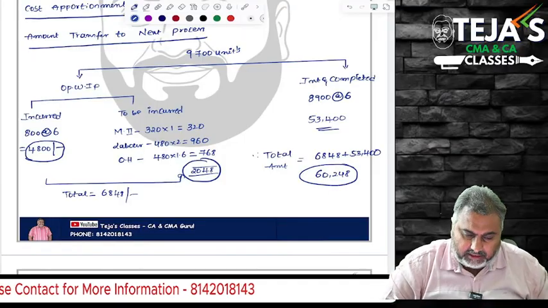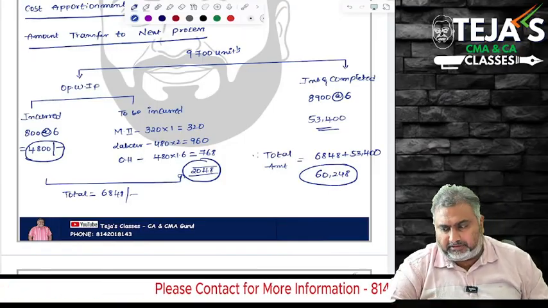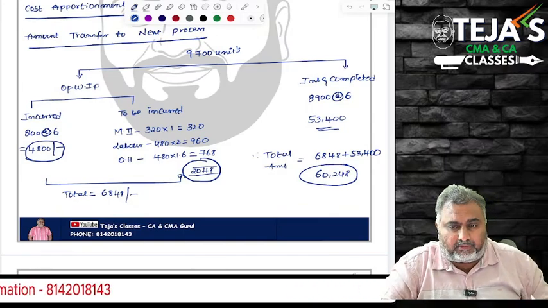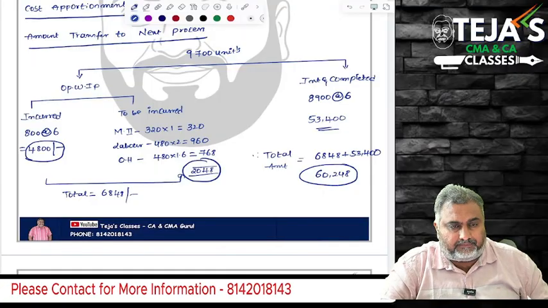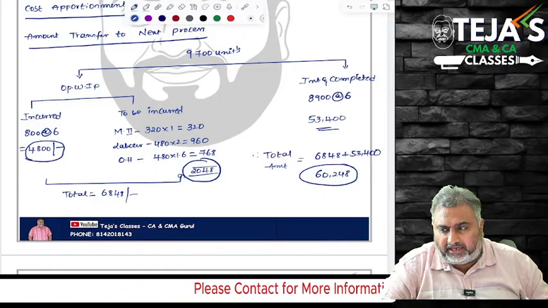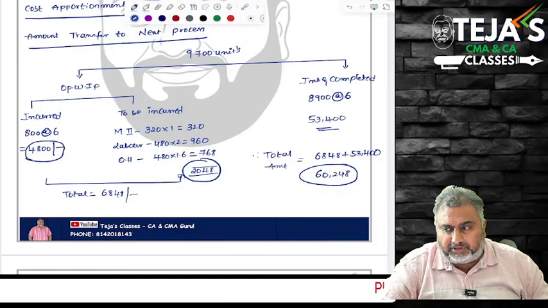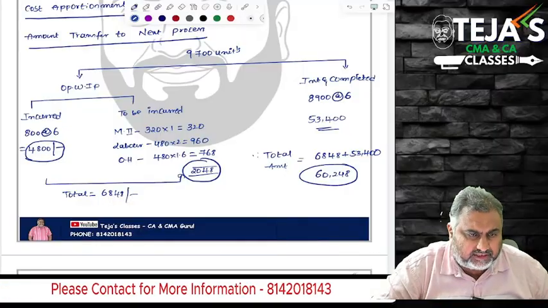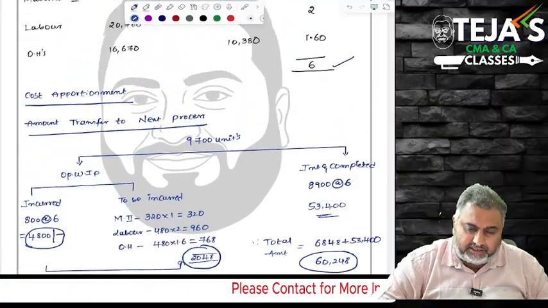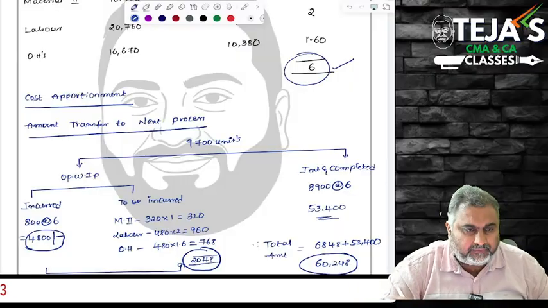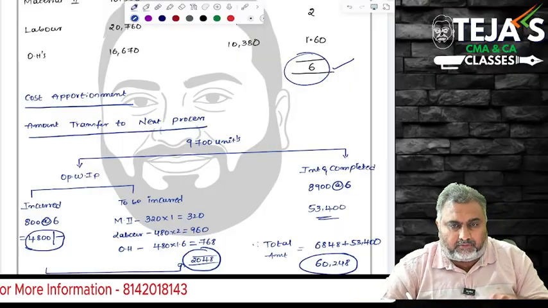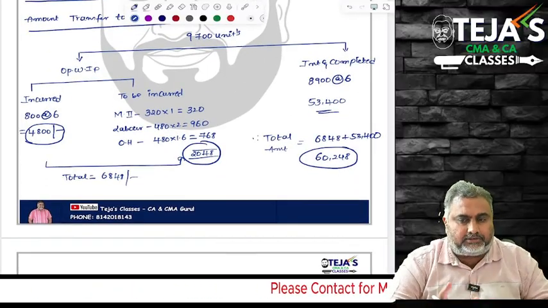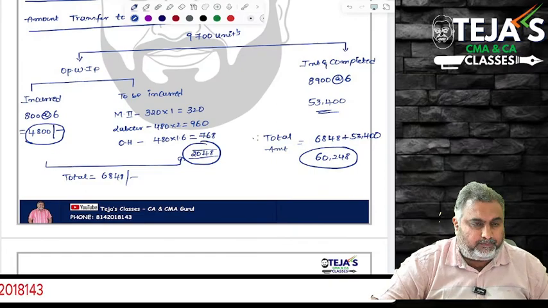60,248 rupees is the amount transferred to next process. But normally we will calculate a cost per unit calculation. We will do it from a normal process point of view: total cost minus scrap realized divided by normal output, then you will get cost per unit. By using that, you will calculate the amount transferred to next process. Here also we are doing the same thing, using cost per unit only. But it consists of two things: opening work in progress, and introduced and completed part. That's the reason we did the computation like this.